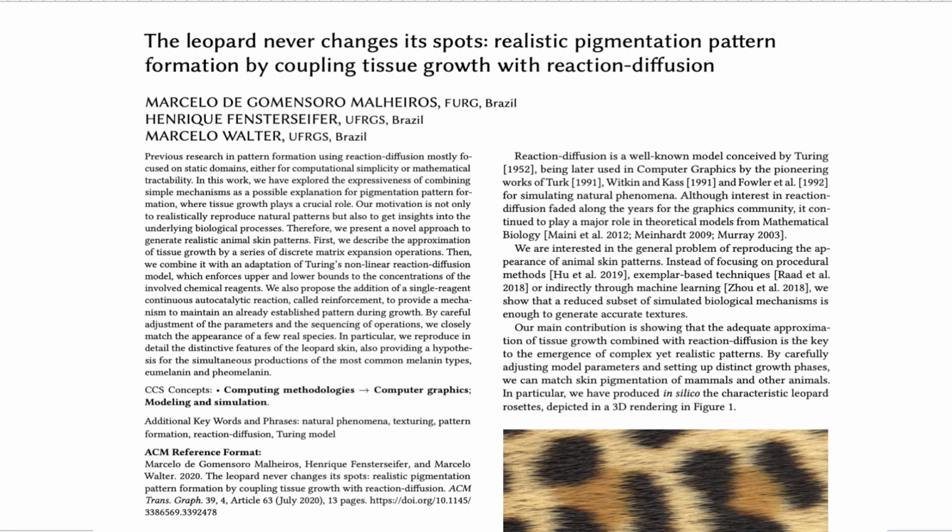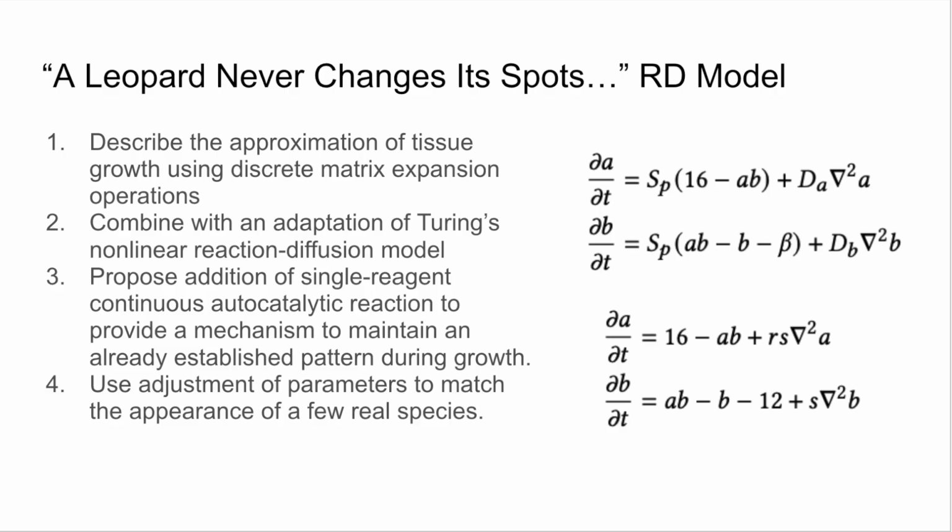For our project, we analyzed the article "The Leopard Never Changes Its Spots," which takes a different approach. They focus on simplifying an older, more complicated model to make it an easier model that is sufficient for just simulating the formation of patterns.